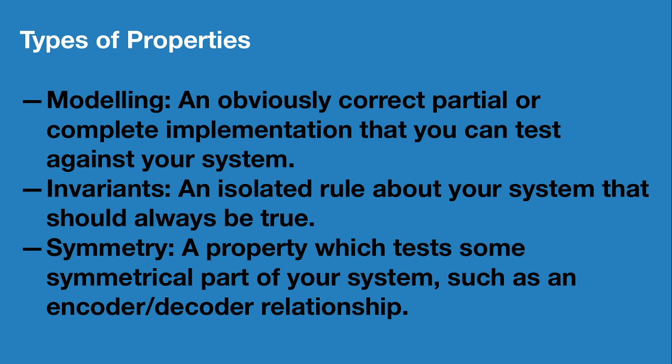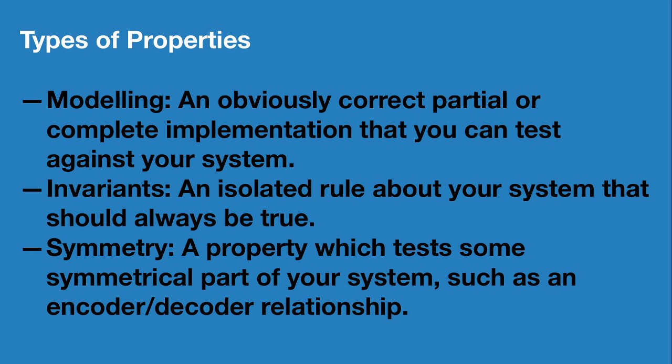So the first one, modeling, is an obviously correct partial or complete implementation that you can test against your system. The idea being that you have something that largely works the way you want it to, or maybe it's less efficient, or maybe it's obviously correct. Some way that you can test, and if the model gets the same result as your actual running code, then you're in a good situation. Obviously, you don't want to be writing your code twice if you can avoid it. You're not actually testing anything if you write the same program twice. But modeling, if it's done right, can work really well for you.